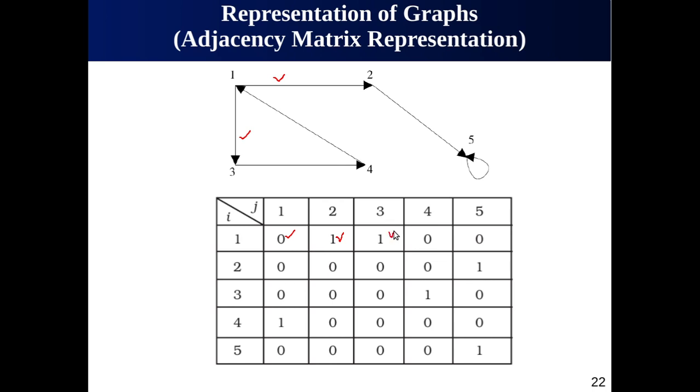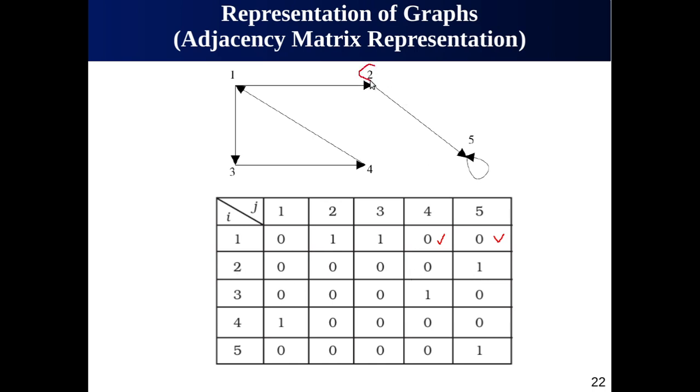The output is 1. Do we have any link from 1 to 4? Direct link from 1 to 4? Yes, we have a line, but the direction is opposite. It starts at 4 and ends at 1. If we do have a line like this, okay, we can put 1 here. But now we cannot put 1 here. We do not have a line from 1 to 4, starting at 1 and ending at 4. That is why the value here is 0. And same is the case with 5. Do we have any line starting at 1 and ending at 5? No. We have put 0 here. And same for other values.